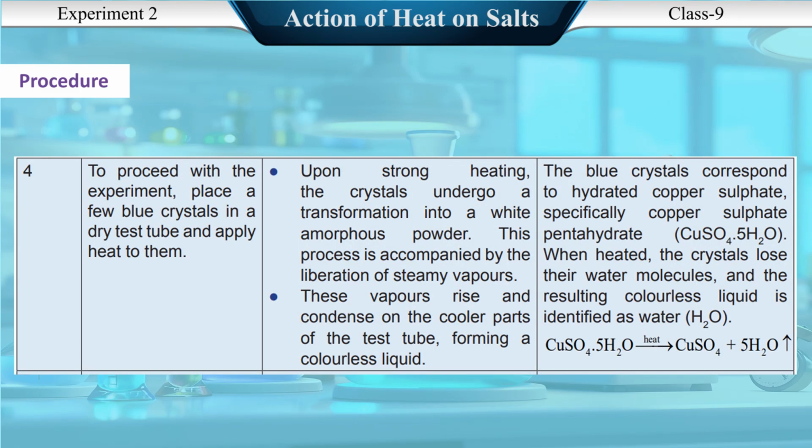4. To proceed with the experiment, place a few blue crystals in a dry test tube and apply heat to them. Upon strong heating, the crystals undergo a transformation into a white amorphous powder. This process is accompanied by the liberation of steamy vapors. These vapors rise and condense on the cooler parts of the test tube, forming a colorless liquid. The blue crystals correspond to hydrated copper sulfate, specifically copper sulfate pentahydrate. When heated, the crystals lose their water molecules, and the resulting colorless liquid is identified as water.